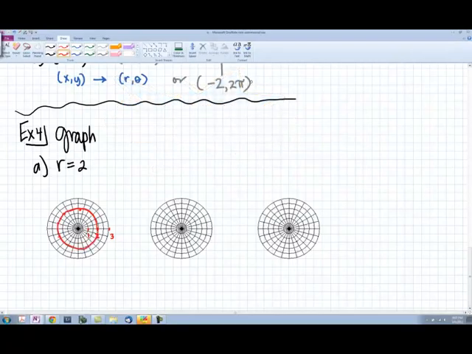Now if I were to change this a little bit, and let's say make it r is greater than or equal to 2, then you would need to sketch the region of all the points that are outside the circle with radius 2. Now how about if we do another one?